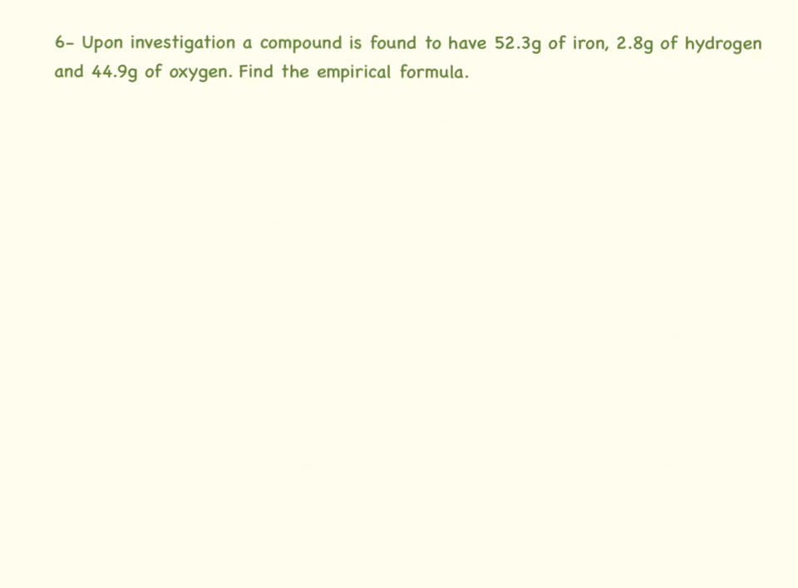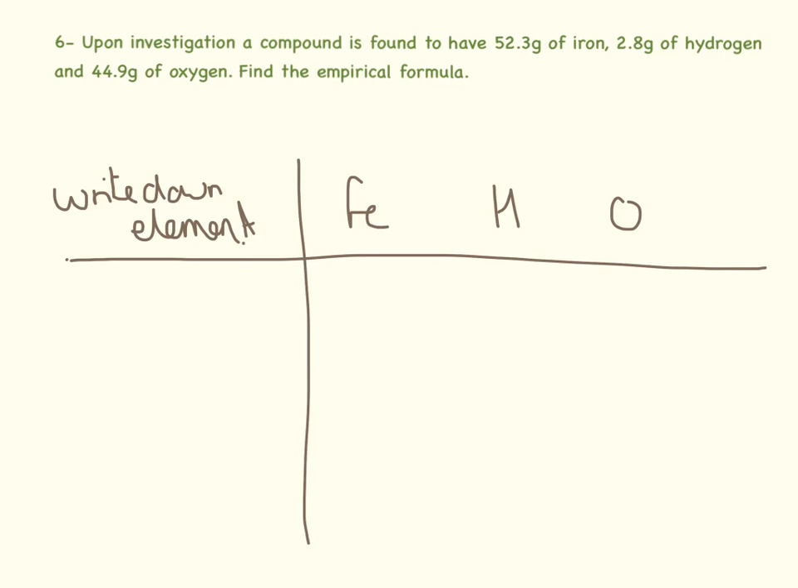Okay, so I have to confess that I really like empirical formula questions. Don't really know why, I just really enjoy them. And I have a method that I really like my students to follow because it works when working out empirical formulas. So the first thing you need to do is write down the element. So we have iron, we have hydrogen, and we have oxygen. Let's make a nice little table for them there.